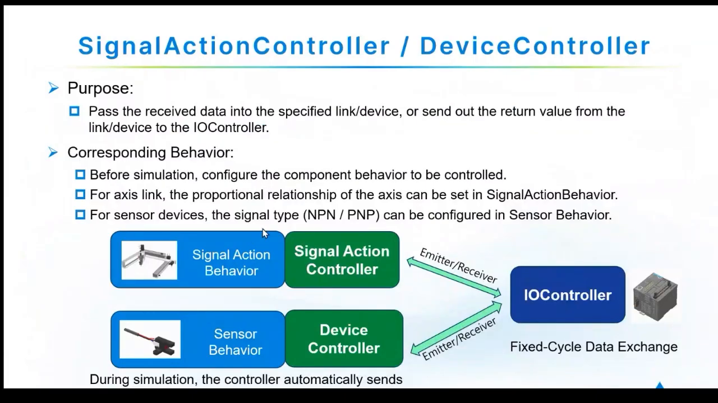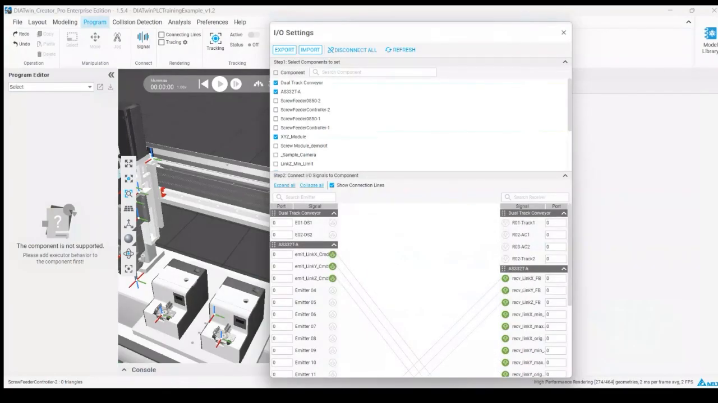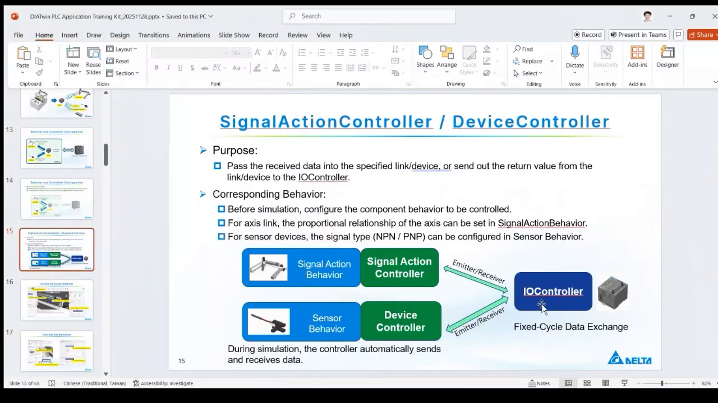Okay, we do use behavior to control the device node or link node in our modeling tree, and we use controller, which is the core, to realize this behavior. And finally, the controller will use emitter receiver signal, which I had mentioned in this line, to have the signal exchanging with the I/O controller, right, which is the PLC in the virtual world.